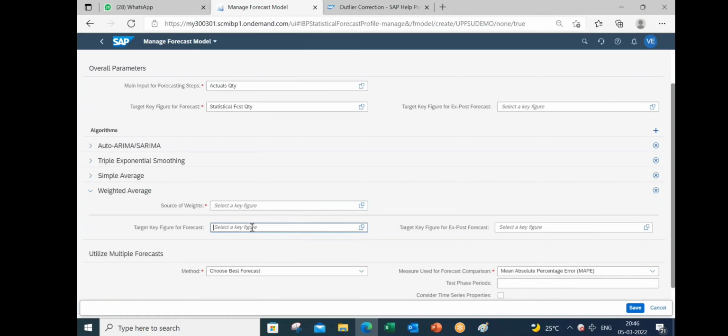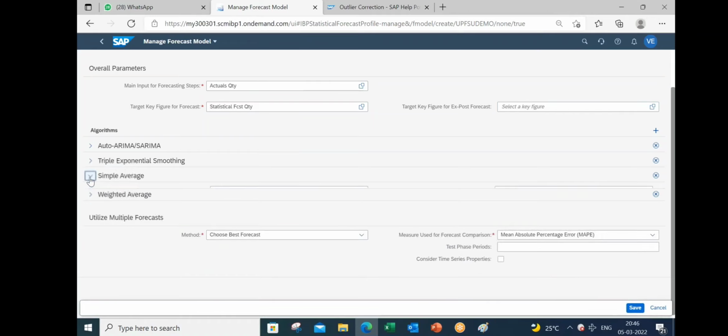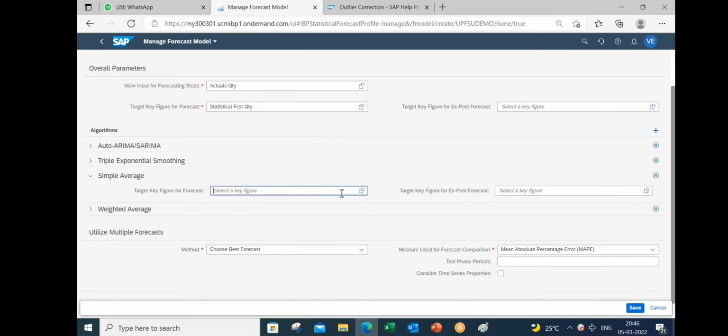You have to just select what is the target key figure for forecast. Similar to here, you have to give the same key figure, statistical forecast. Similar to here, same key figure, whatever you are giving as exposed forecast, you have to give here. In simple average, it is simple. You are just giving target forecast and target exposed, because simple average is nothing, right? The system will calculate just the average, no parameter.